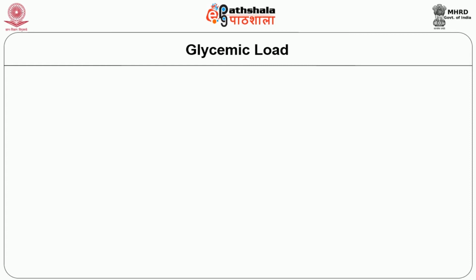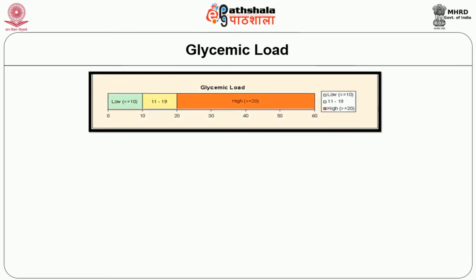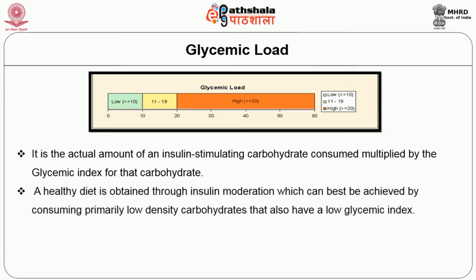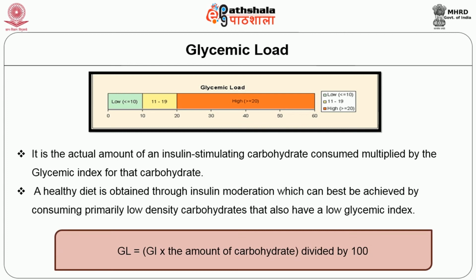Now, so far we have seen the details on glycemic index of foods as such. Now we will move on to the second part, which is glycemic load, and what happens in the human system. The glycemic load is the actual amount of an insulin stimulating carbohydrate consumed multiplied by the glycemic index for that carbohydrate. A healthy diet is obtained through insulin moderation, which can best be achieved by consuming primarily low density carbohydrates that also have a low glycemic index. Therefore, glycemic load is calculated with this formula shown here: the glycemic index multiplied by the amount of carbohydrates consumed, divided by 100.